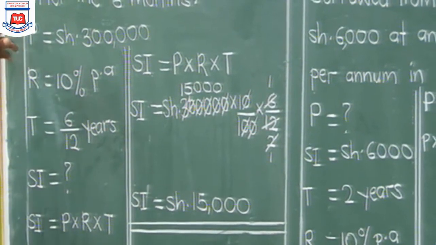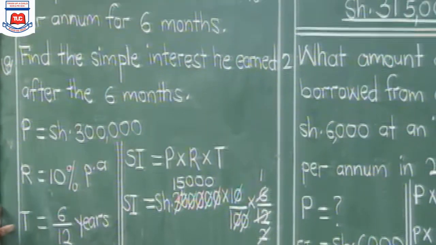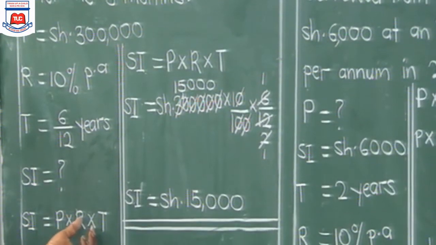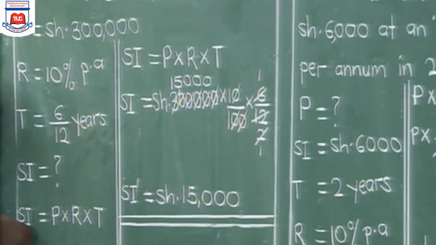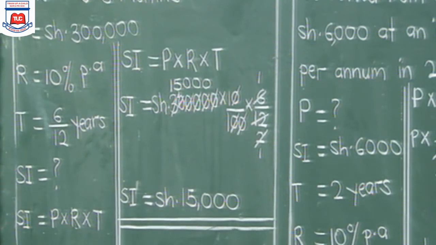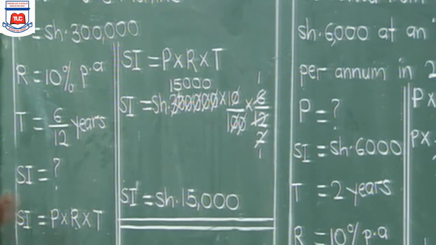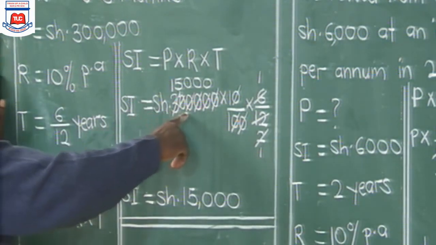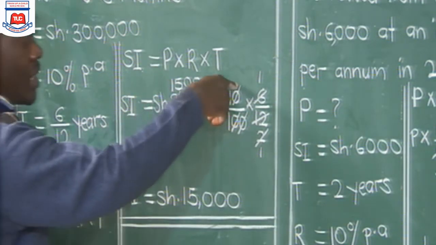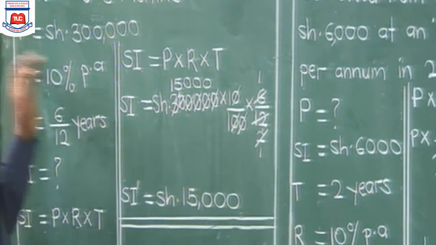Now the question is, find the simple interest. That's why it says simple interest is equal to question mark. Now simple interest is given by the formula principal times rate times time. So you say simple interest is equal to principal times rate times time. Then you go to the next step of substitution. So we say simple interest is equal to our 300,000 shillings principal times 10 out of 100 times 6 out of 12, which is time.